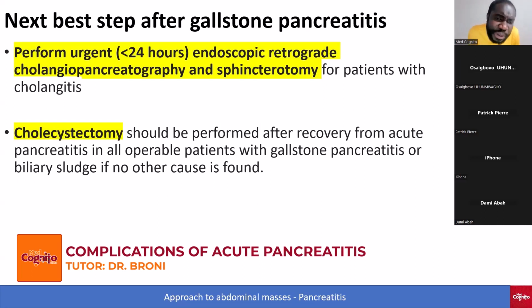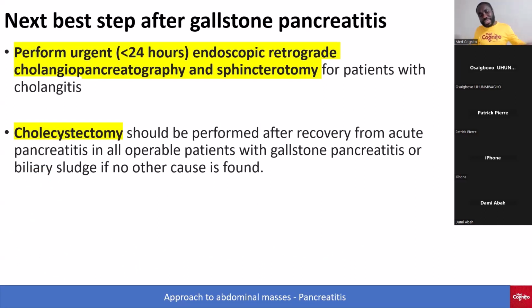Now, if you suspect gallstone pancreatitis, what's the next best step? The next best step will be to perform urgent endoscopic retrograde cholangiopancreatography and sphincterotomy for patients with cholangitis. Okay, so you've confirmed already that this patient has gallstones and it's likely what is causing the pancreatitis. What's the next best step?